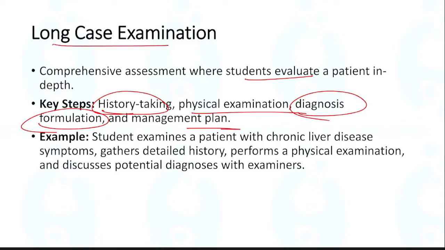So that is a long case examination. History taking, physical examination, diagnosis, formulation, and the management plan are understood in depth, and that is assessed. All these steps are assessed by the examiner. That is the main thing. It is usually done for chronic diseases because that is the major one used. It can even be an acute case, a subacute case most probably. So a detailed patient history, thorough physical examination, and formulating a diagnosis and management plan, all these steps have to be fulfilled.